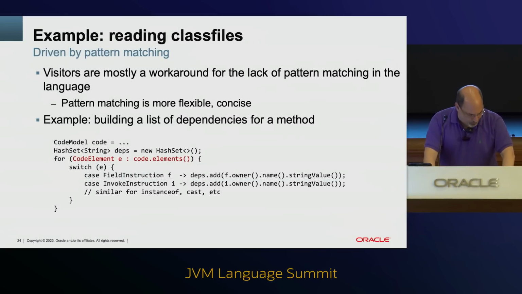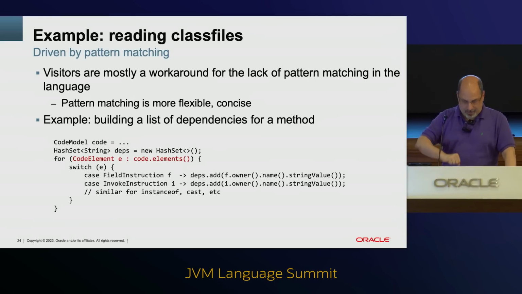So, okay, let's look at some more code. ASM does everything with visitors because it's what we had in 2002. But visitors are mostly a hack for languages that don't have pattern matching. And now we have pattern matching, yay. So if I have a code model, which is a method body, and I want to, say, create a list of dependencies for a method, I iterate the code model by asking the code model for its elements. And then for each element, I do a pattern switch where I say, oh, okay, are you a field instruction? Okay, let me grab the owning class and convert the name to a string, and I'll put that in a list. And oh, are you an invoke instruction?